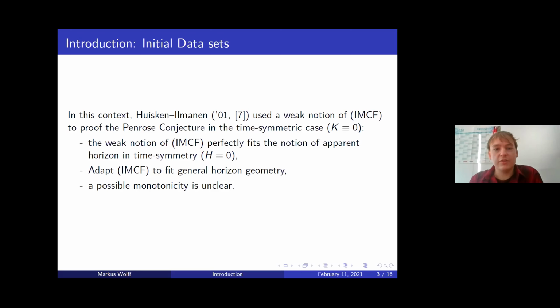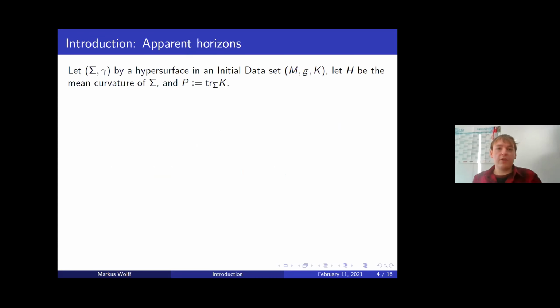And since I've mentioned this Penrose inequality, I also want to make clear that at this point, for this adaptation, we're not talking about any monotonicity of a quantity like the Hawking energy. So rather, let's talk briefly about apparent horizons.